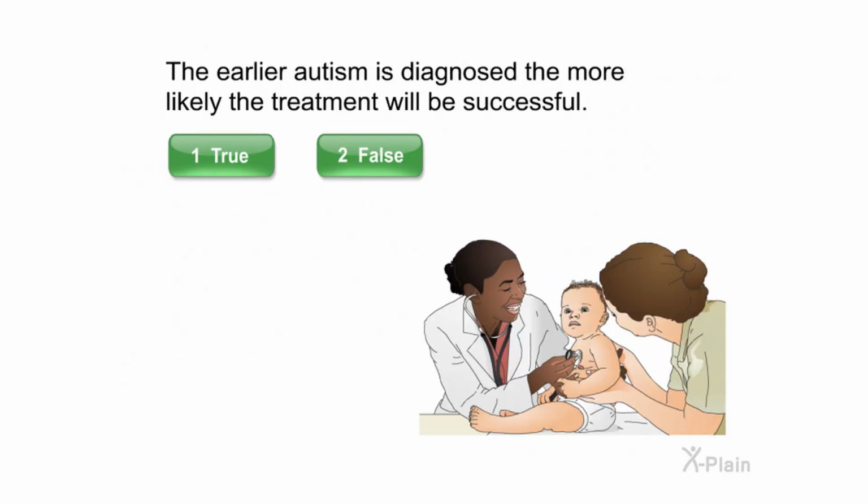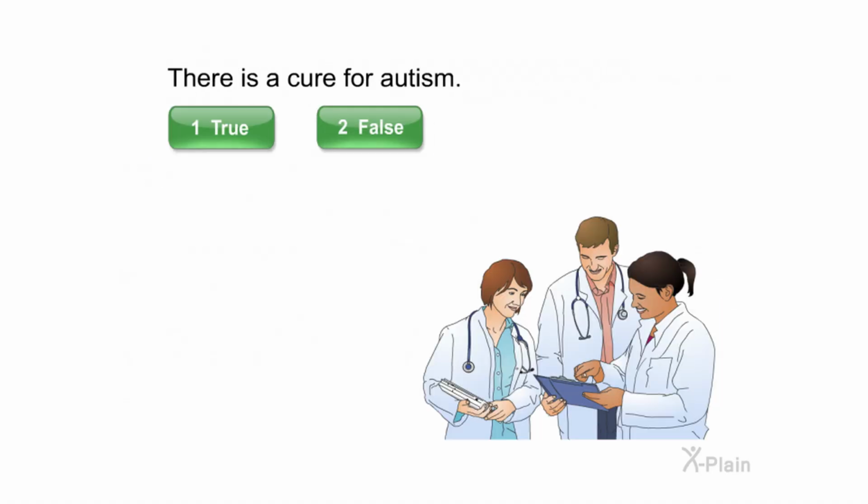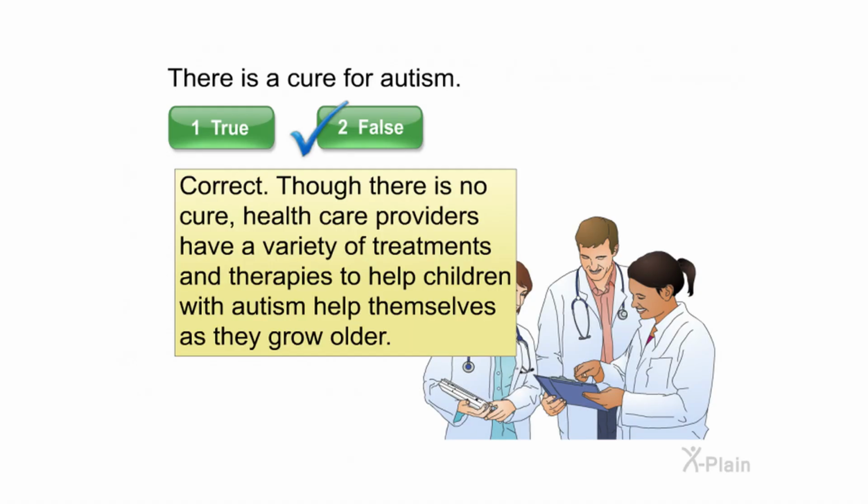The earlier autism is diagnosed, the more likely the treatment will be successful. Select true or false. Correct. There is no cure for autism, but there are treatment options to help children with autism have a better quality of life. There is a cure for autism. Select true or false. Correct. Though there is no cure, healthcare providers have a variety of treatments and therapies to help children with autism help themselves as they grow older.